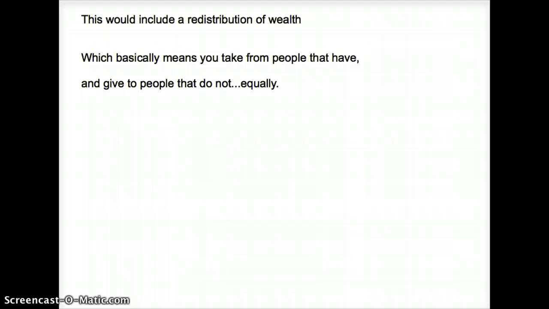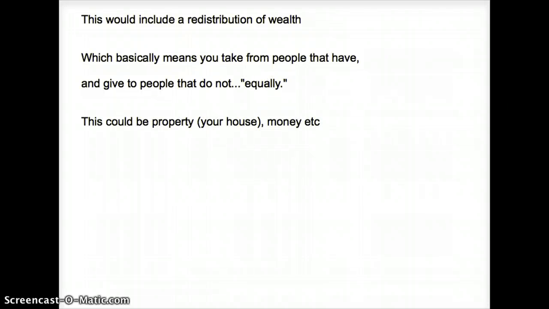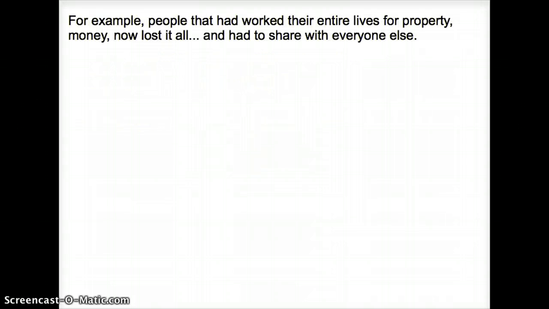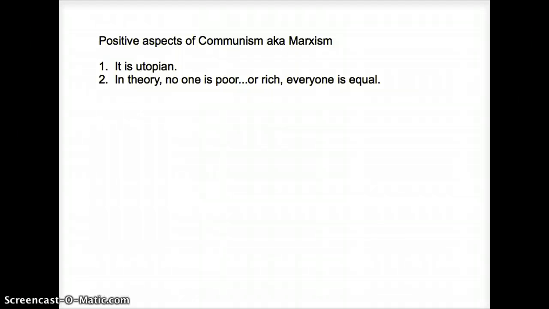This could be control of the factories, it could be the money that is made by whatever the factories are making. So in communism, it could also be property, your house, your business, money, anything. So for example, people that work their entire lives for the property they owned, for the money they had, could potentially lose it all in a communist society. They would have to share with everyone else. But the people that are poor, homeless, completely broke, they would have something as opposed to not having anything in a capitalist society. So there are some positive aspects of communism and Marxism.